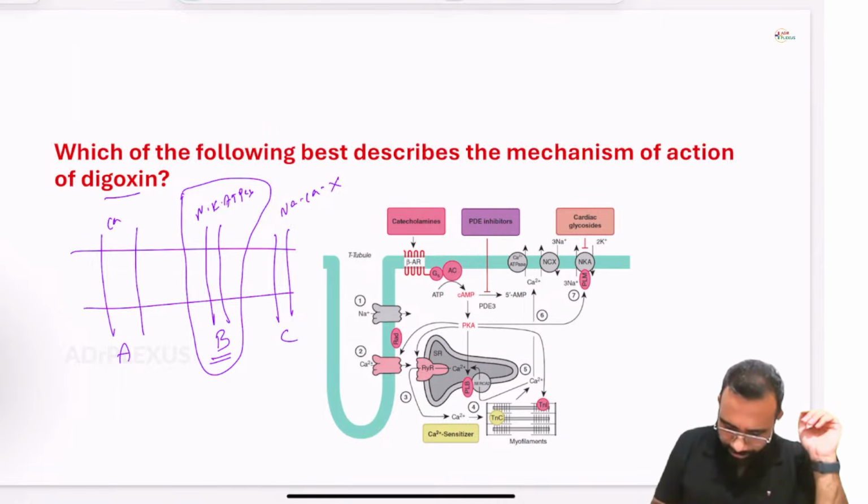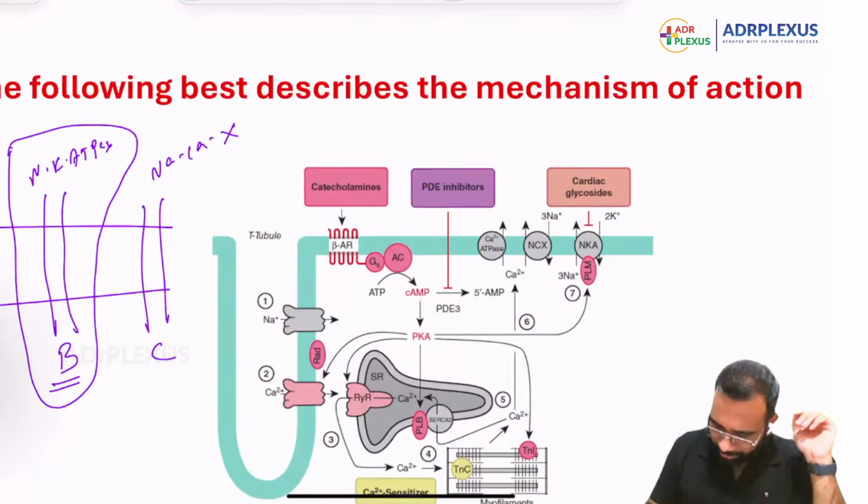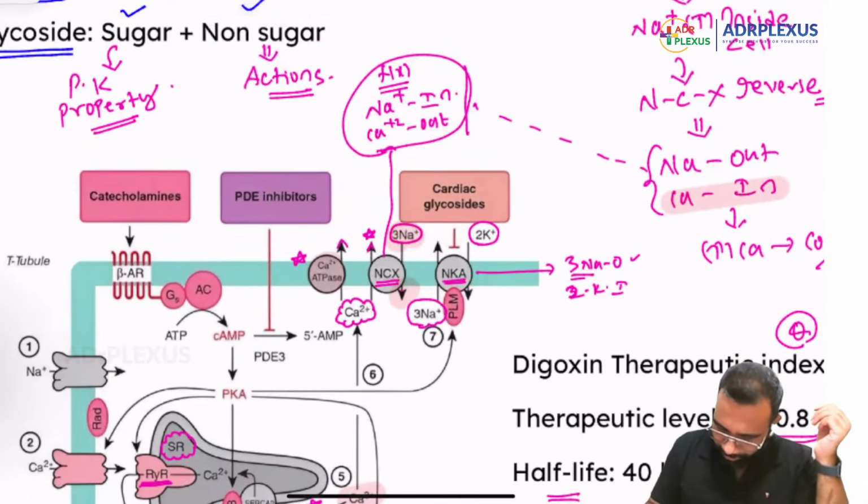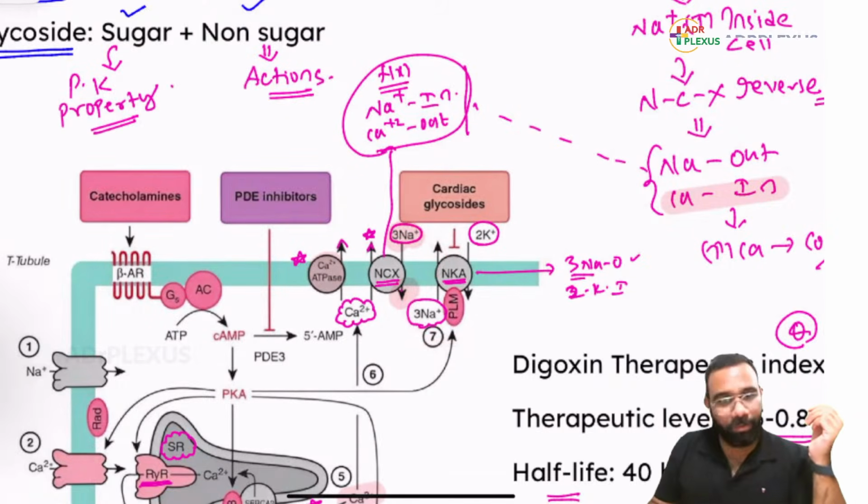So the mechanism of action of digoxin, as we have discussed in the class notes also, is that it is going to inhibit sodium potassium ATPase. That's what it is going to do, inhibit sodium potassium ATPase.